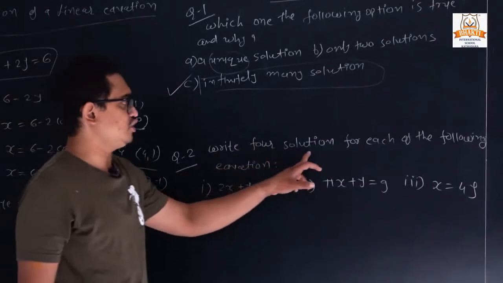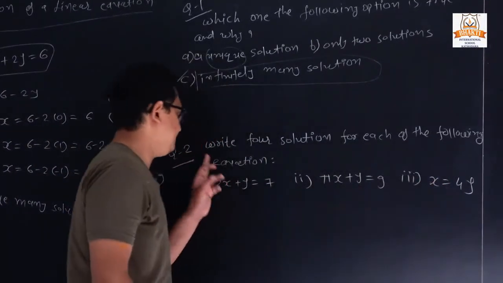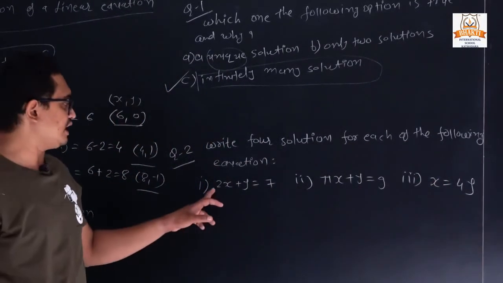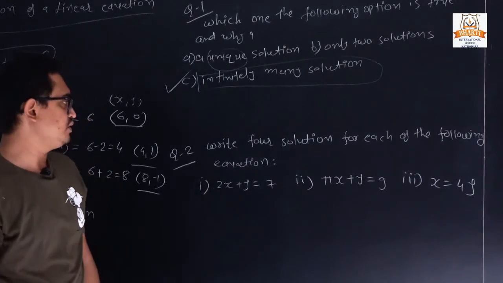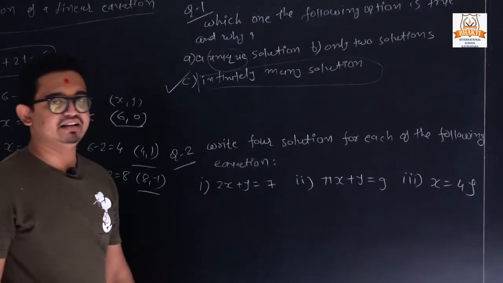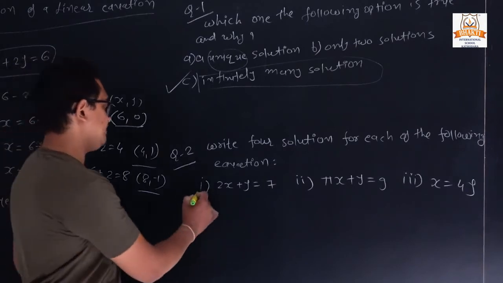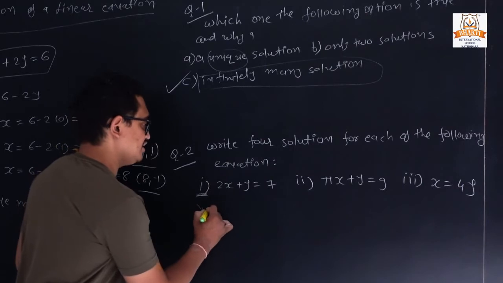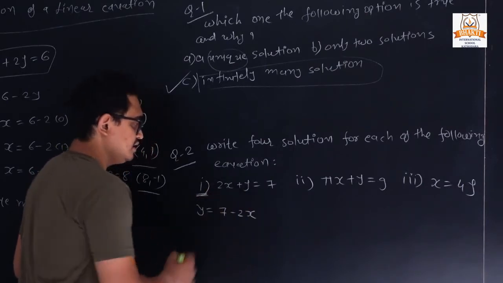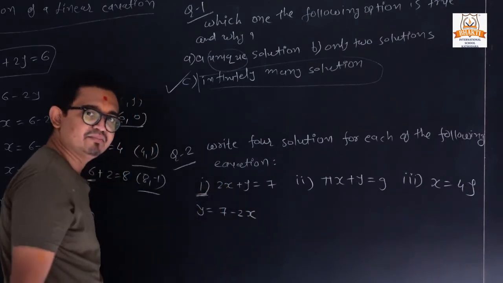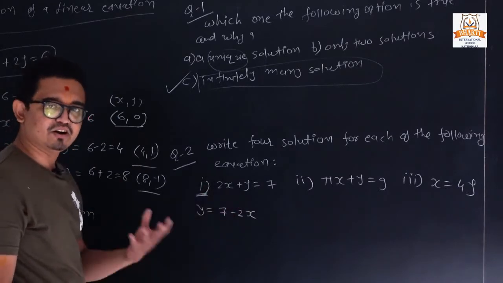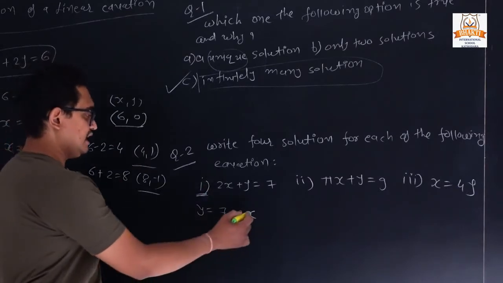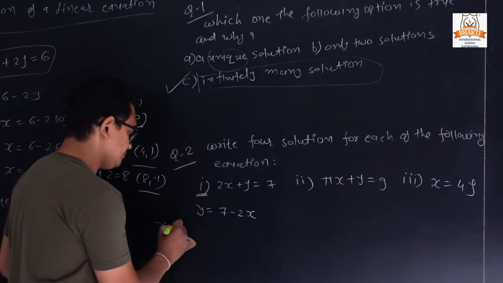Write 4 solutions for each of the following equations. So we need to write 4 solutions for our given equation. So we are starting with our first question. The 2x goes to the other side, so it becomes minus. You can also select y or x, it depends on us. Clear?